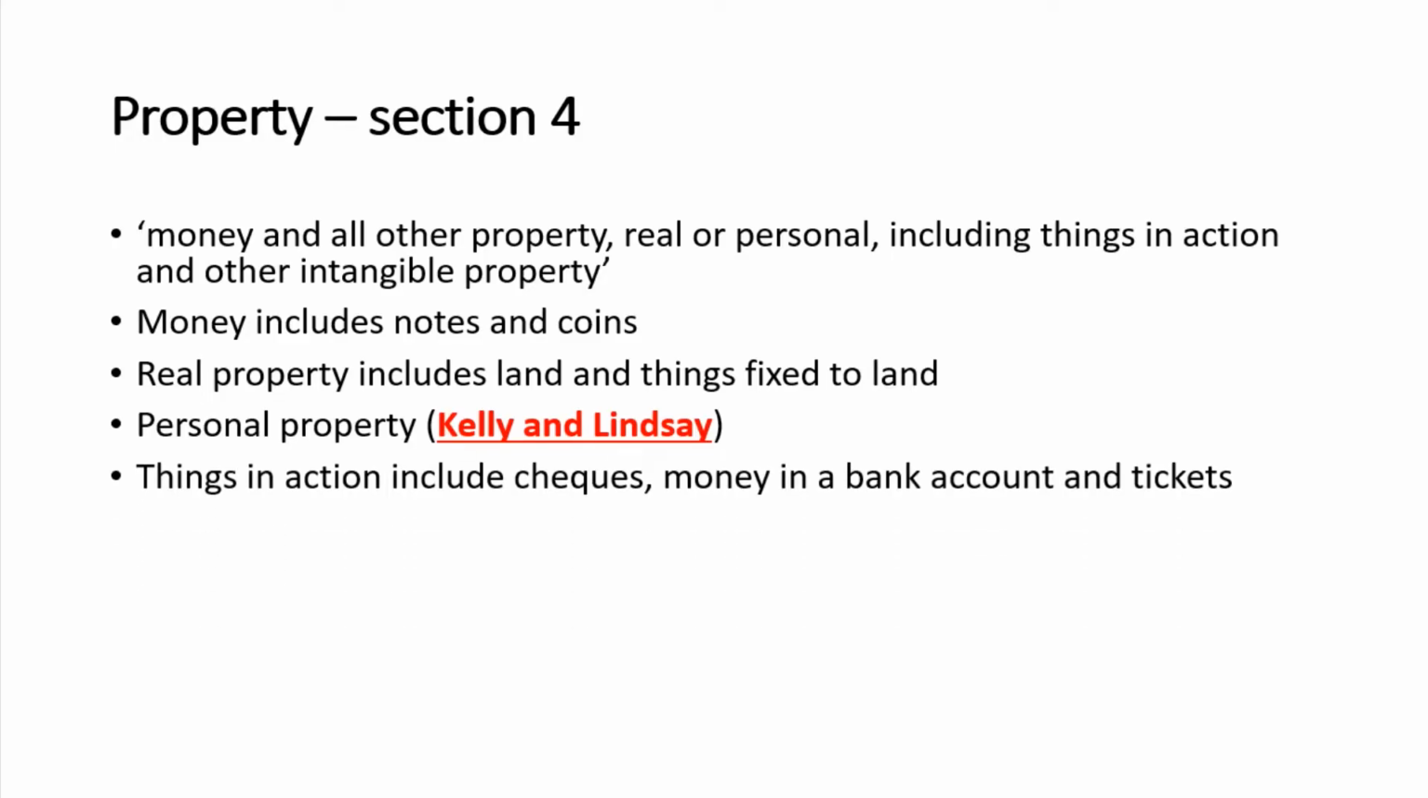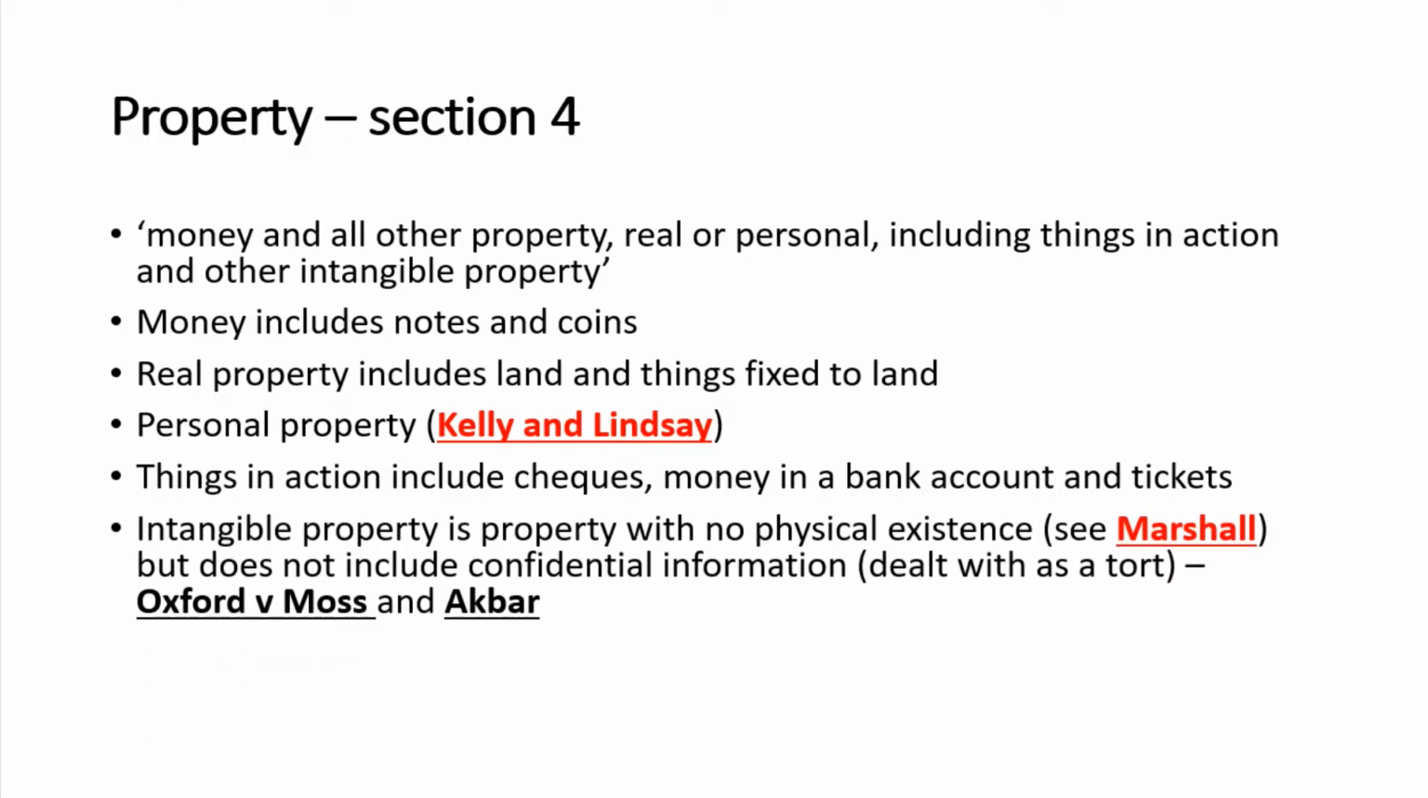Things in action are things that can be enforced by taking legal action, and they're very similar to intangible property because they're things you cannot touch, and they're things like cheques, money in a bank account, and tickets. Intangible property is property with no physical existence. So, for example, in Marshall, although there was a physical ticket for the underground, the value in it was the intangible property, the right to actually use the underground.